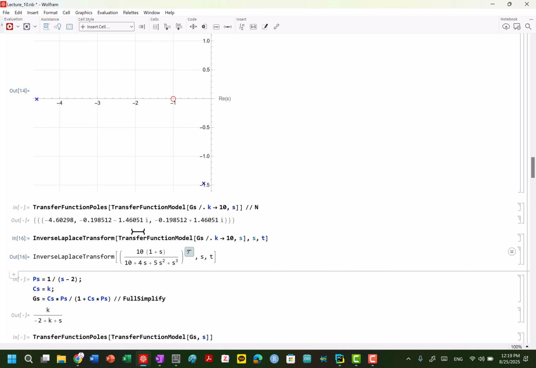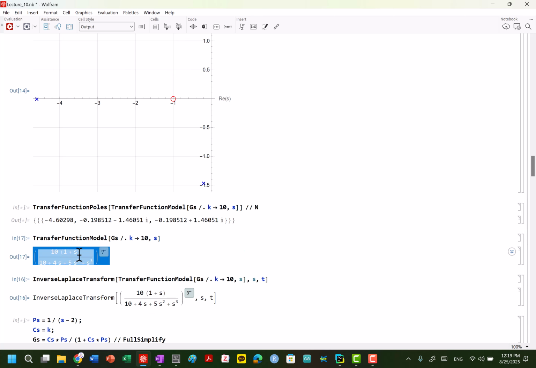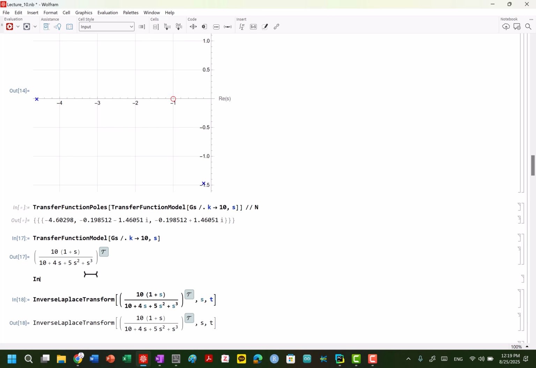What don't you like? Why doesn't it? I could maybe just put it like this. I think sometimes it doesn't like the... Let me see. Or maybe I can just do... I think I have to do this inverse. This is just, and apologies for this, GS/.k goes to 10. And then S, T.